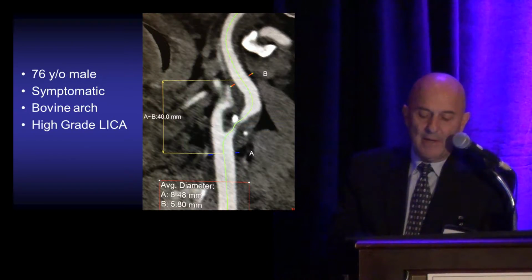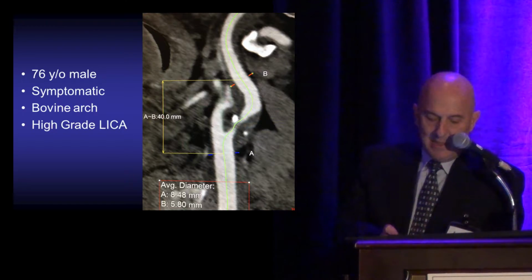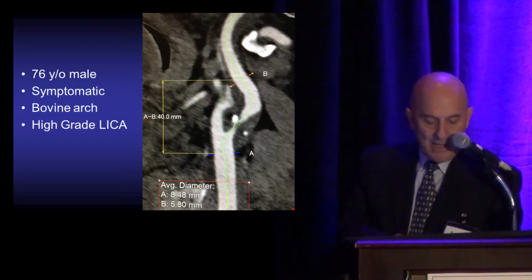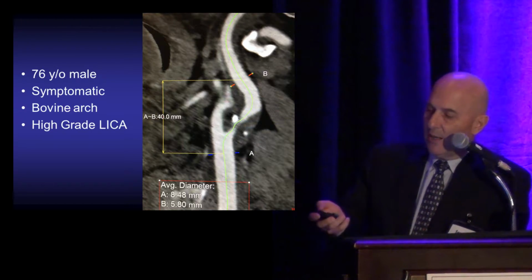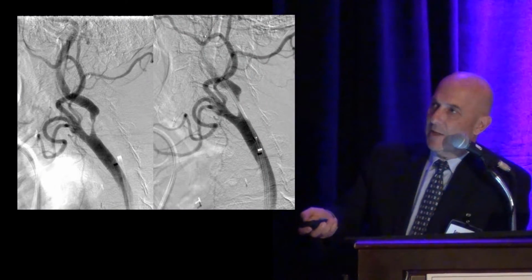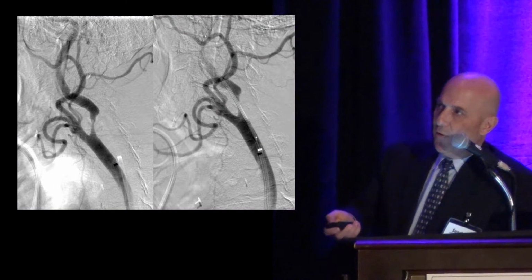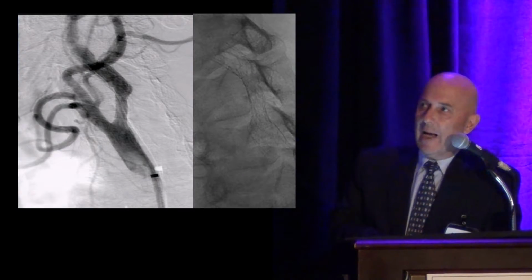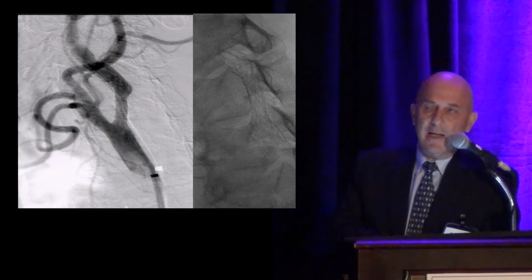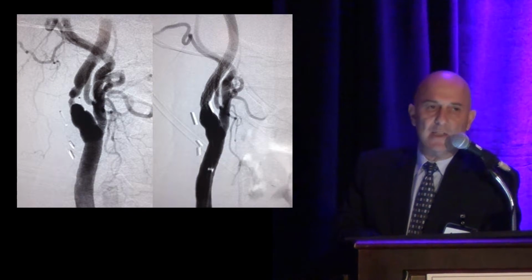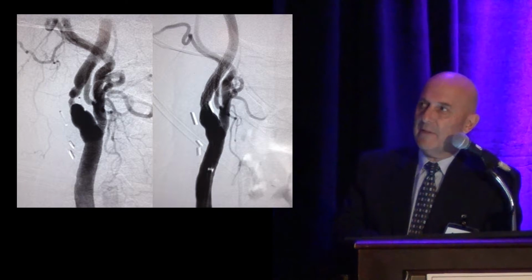And we have included some other cases, such as this one you can see here, a 76-year-old symptomatic patient with a bovine arch and a high-grade left internal carotid artery stenosis. This is before. Again, it's a symptomatic patient. Images before, during, and after, showing a good angiographic result and good clinical result. This is another patient with a high-grade lesion after carotid endarterectomy, before and after.